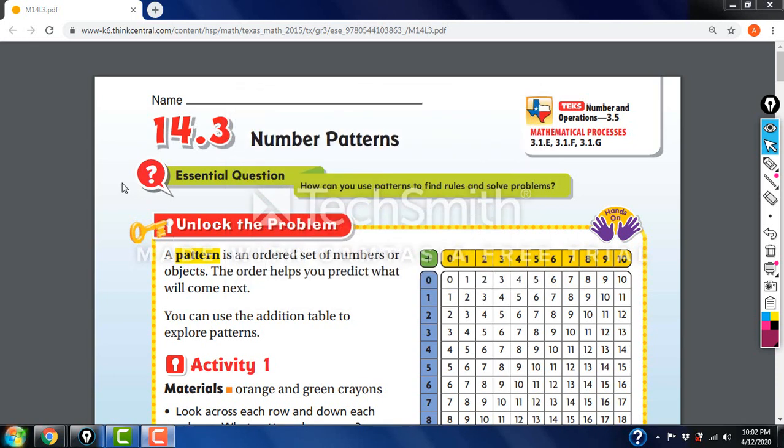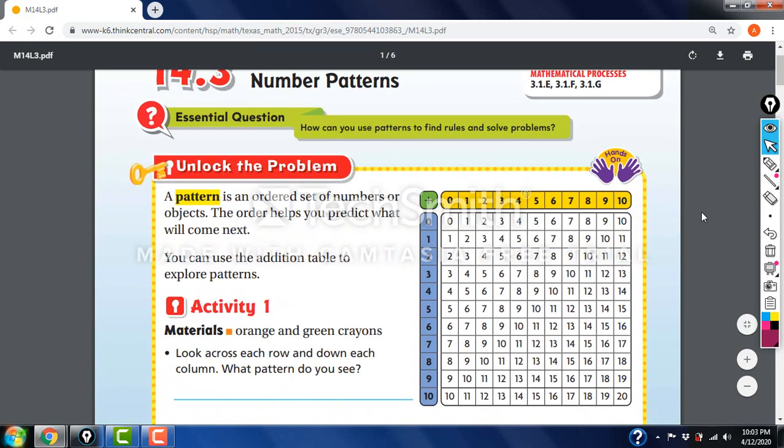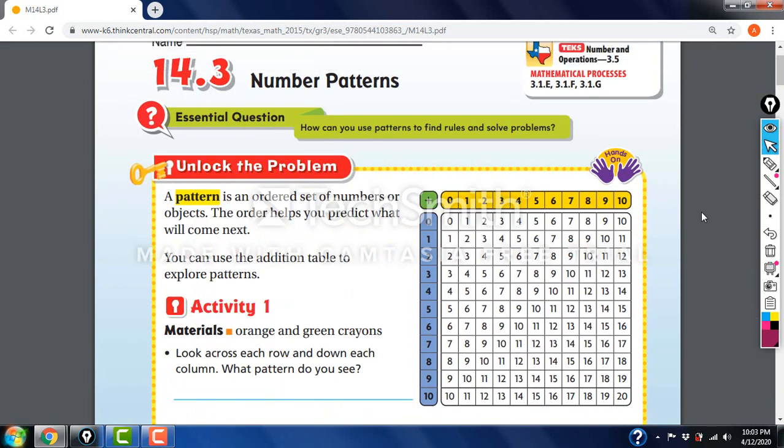So we're looking at 14.3. We're going into a new section now. It's number patterns. Okay. So we're looking at the essential question. We're just finding patterns, and this essential question is asking you, how can you use patterns to find rules and solve problems? So we're going to be looking at addition rules and subtraction rules that we're going to make, and we're going to just be looking at the patterns that we have in front of us. And the numbers don't lie. The good thing about numbers is they're the same here as they are in Mars, Jupiter, or Venus.